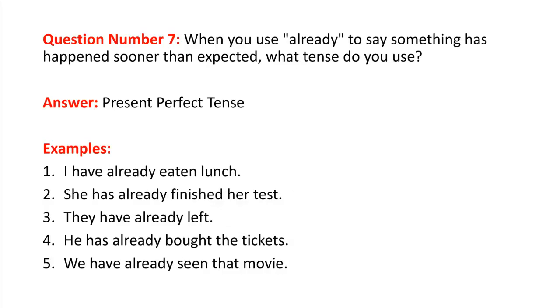Question number 7. When you use already to say something has happened sooner than expected, what tense do you use? Answer, present perfect tense. Examples. I have already eaten lunch. She has already finished her test. They have already left. He has already bought the tickets. We have already seen that movie.